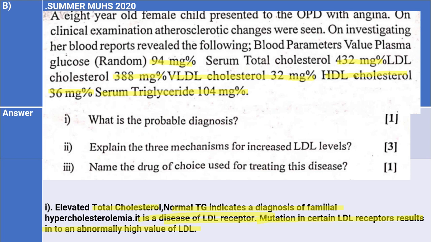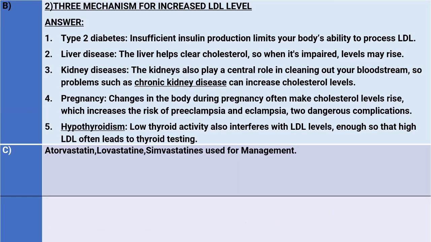Okay. Then what are the three mechanisms by which there is an increase in LDL? What are the different mechanisms responsible for the increase in the level of low density lipoprotein? The first is type 2 diabetes mellitus. What happens in this condition? There is insufficient insulin production, or the cells are limited in their ability to utilize it because of insulin resistance, so the cell does not respond to insulin. That's why there is a limitation in your body's ability to process LDL.